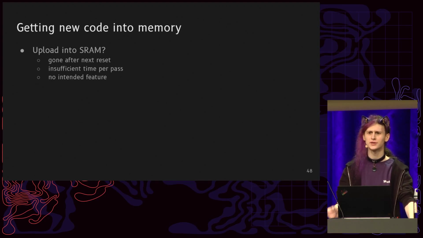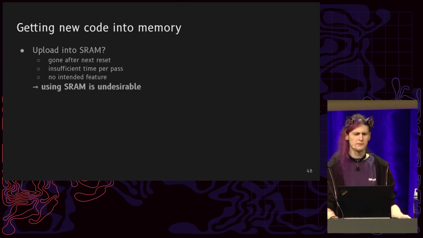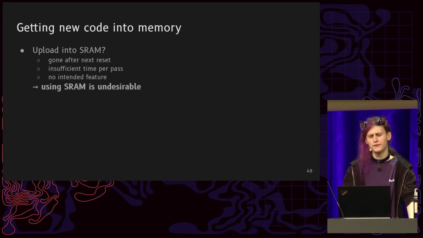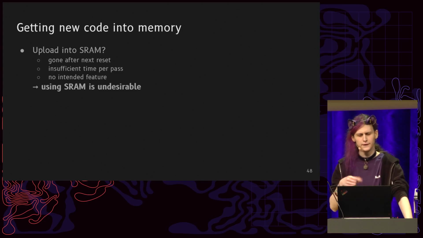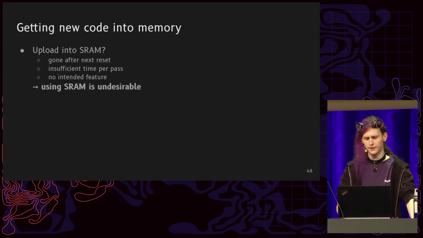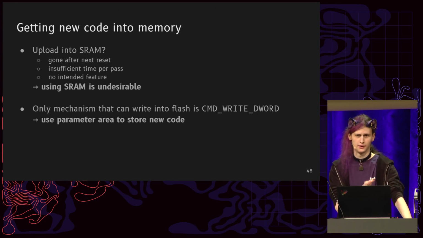So we'd have to do some weird thing where we use parameters of telecommands that we queue up somewhere or abuse some other feature. In short, we could maybe do it, but it's not desirable. And so the only other way to put new code into memory is the flash. And the only thing that we can use to write into flash is this write dword command.